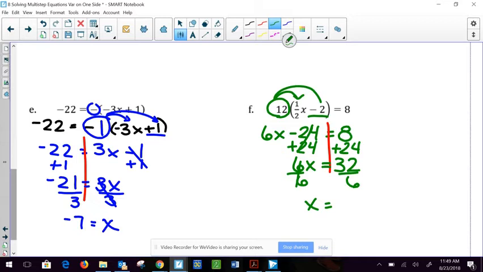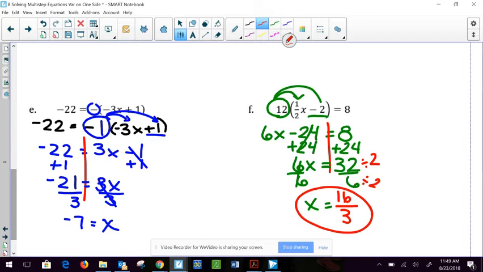So when I see this fraction here, I don't want to write a repeating decimal. I need to ask myself, what can I divide both 32 and 6 by? Well, they're both even numbers, so I can divide them both by 2. 32 divided by 2 gives me 16. 6 divided by 2 gives me 3. So my final answer is 16 over 3.